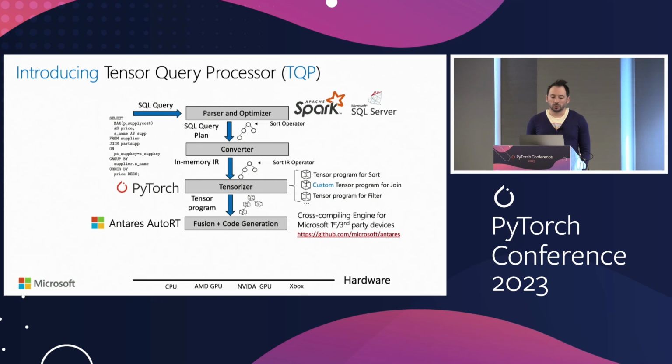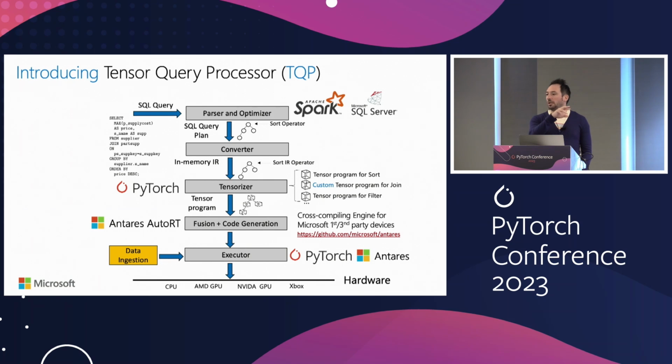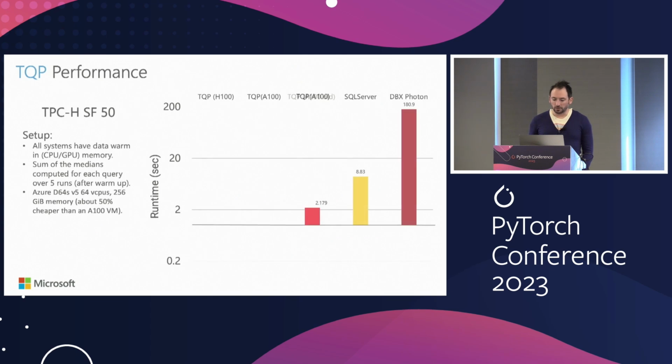So pretty much at the end, as I told you at the beginning, we can transform tabular data into tensors. I explained right now how we can transform SQL programs into PyTorch programs plus custom operators. So we're basically in PyTorch land. We can execute it as if it was a PyTorch model on any hardware device that is supported either by PyTorch or Antares. Finally, I want to talk a little bit about performance.